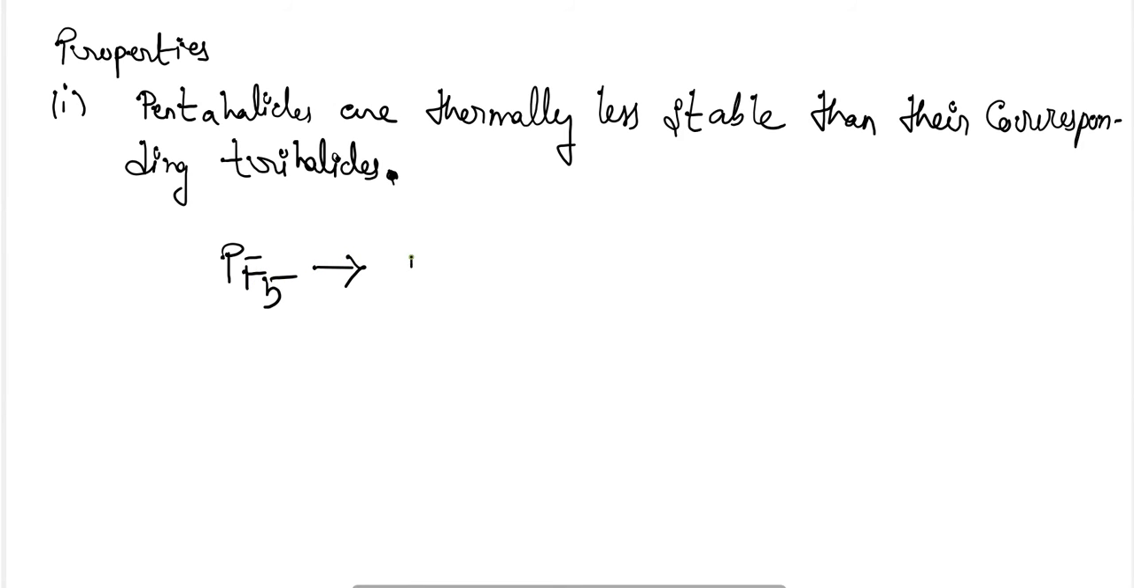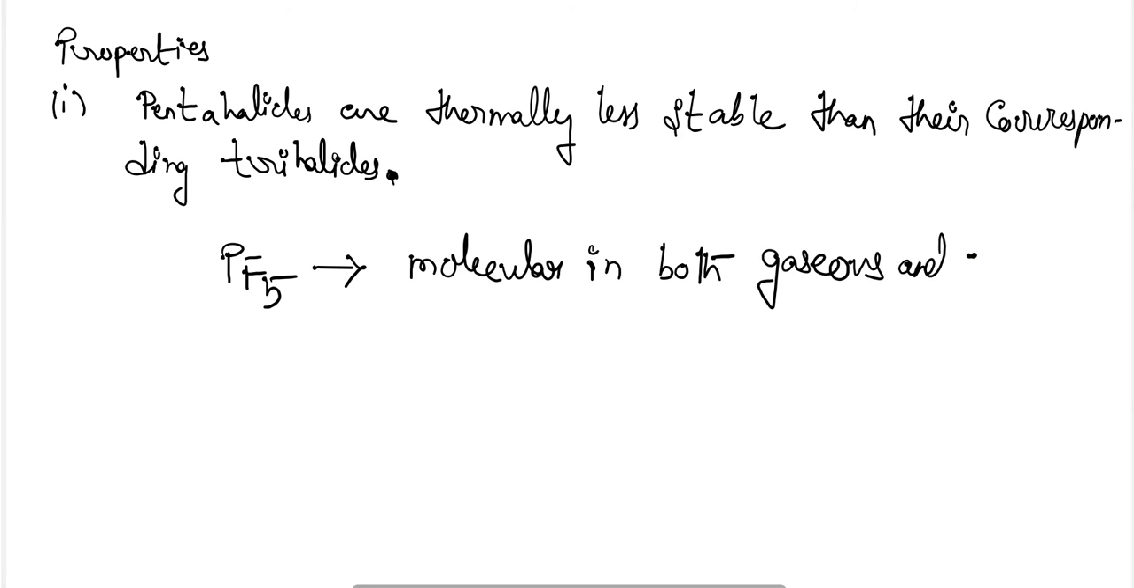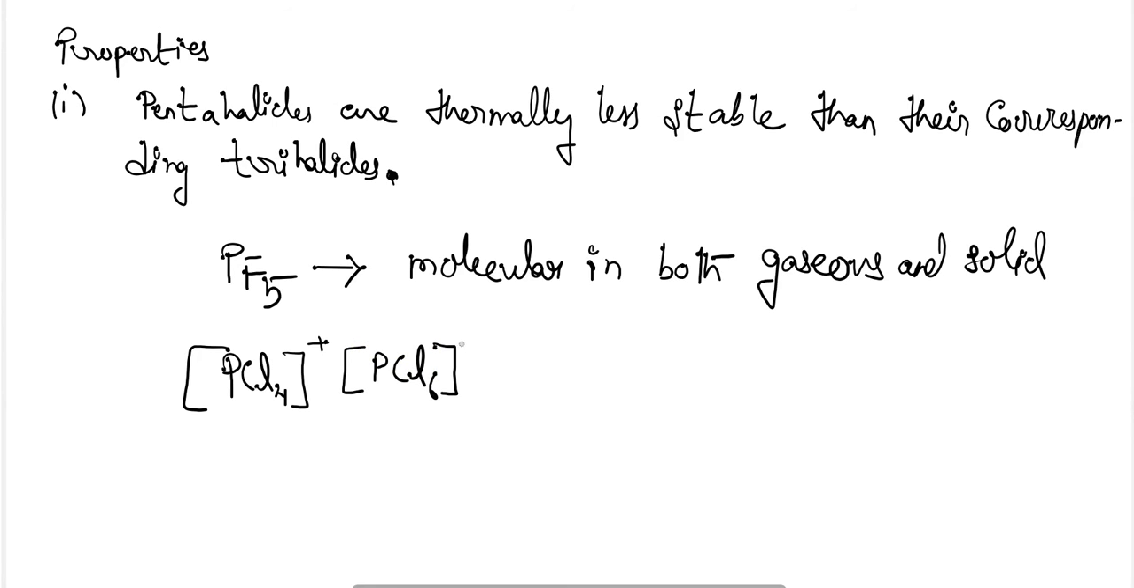PF5 is present as molecular in both gaseous and solid state, while PCl5 is present as PCl4+ and PCl6-. Okay, this is the structure. This is the occurrence of PCl5 in the crystalline state.